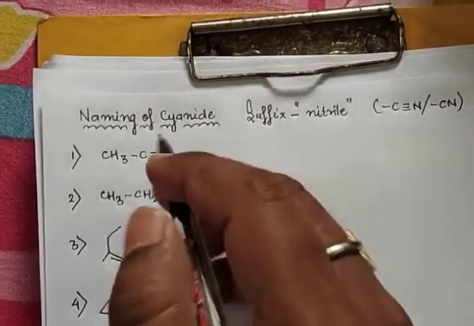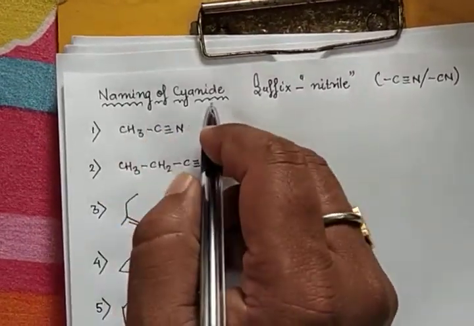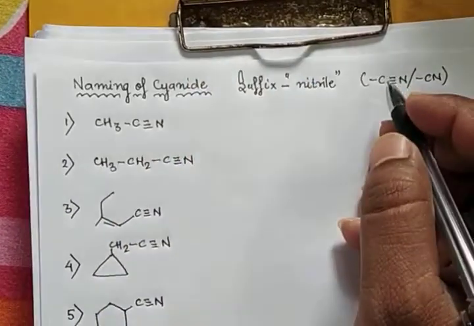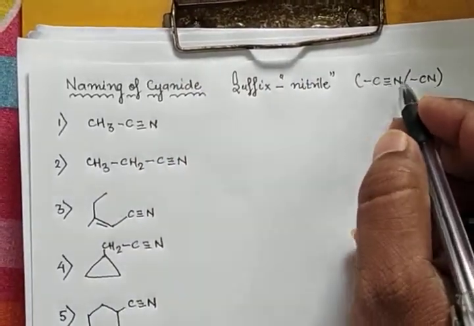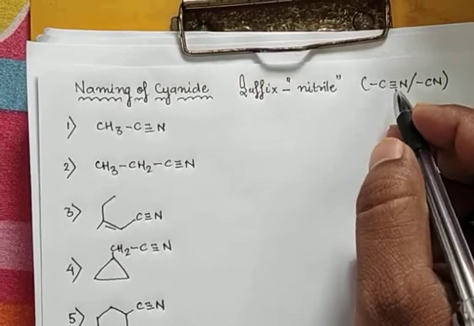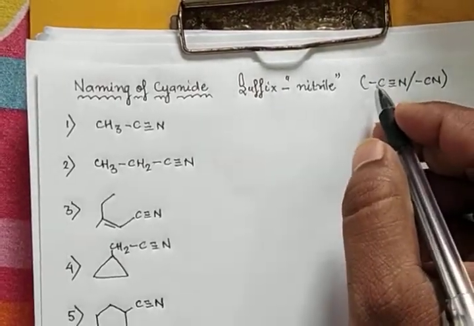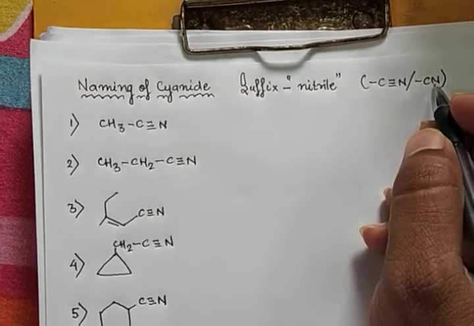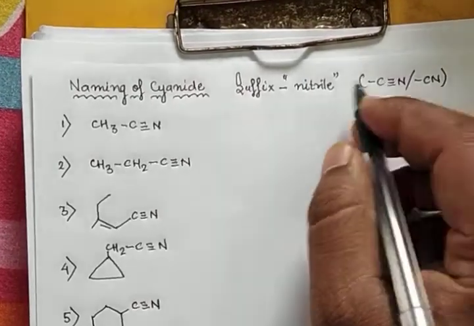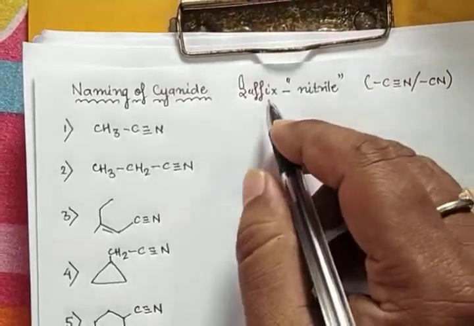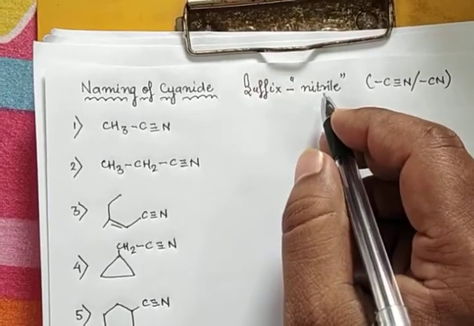Hello student, another new topic, naming of cyanide. The functional group of cyanide is C triple bond N. The valency of carbon is 4, with 3 and 1, and the valency of nitrogen is 3. This CN is the functional group of cyanide, and the suffix of cyanide is nitrile.